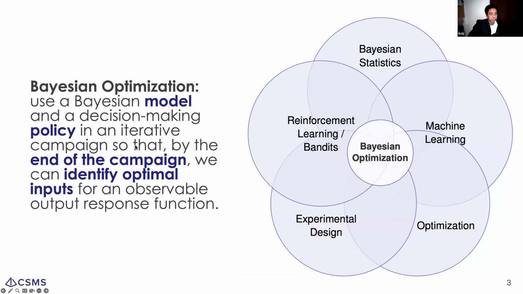It's very important to be specific about this, because the measures that we use to identify whether or not we've accomplished this are very different from the metrics of the fields that Bayesian optimization draws from. Bayesian optimization is a combination of Bayesian statistics, machine learning, classical optimization, experimental design, and reinforcement learning ideas. And yes, we're drawing from all of these fields, but they all have different tasks from Bayesian optimization.